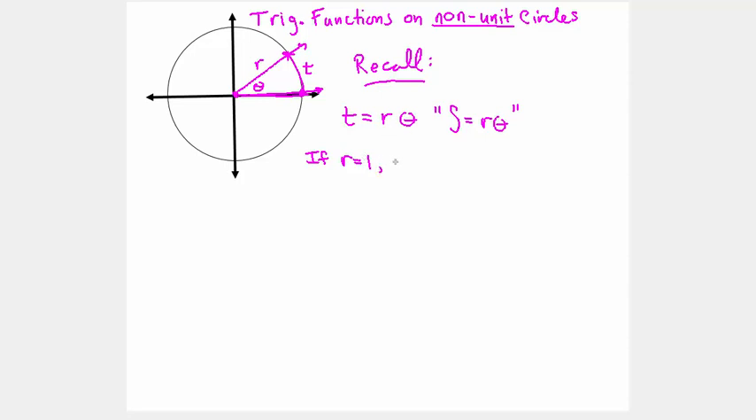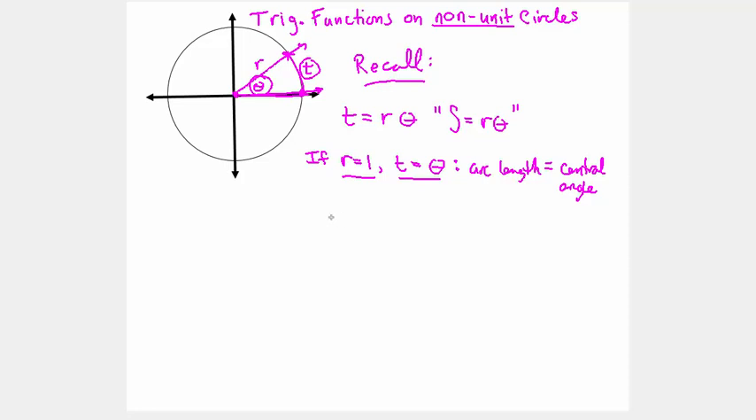to this formula. We get T equals r, which would be 1 times theta, or in other words, T equals theta. And this is to indicate that the arc length would be equal to the central angle. All right, so I'm talking about the measure of this arc, which is T, and the measure of this angle, which is theta. According to the fact that r could be 1, that would mean that those two items are the same measure.